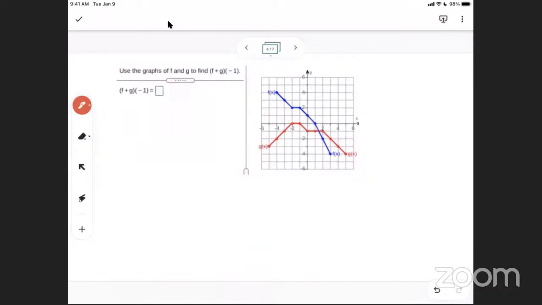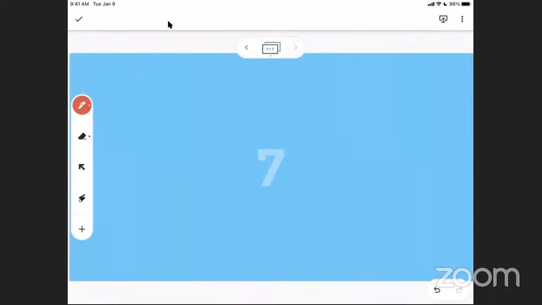So same deal, right? You know how to do this? Yep. f of negative 1 and g of negative 1. Negative 1 is right here. So g of negative 1 is, you're just adding them, so it doesn't really matter what order you do them in. g is what, 0? And f is what, 2? So it's just 2. That's pretty easy.